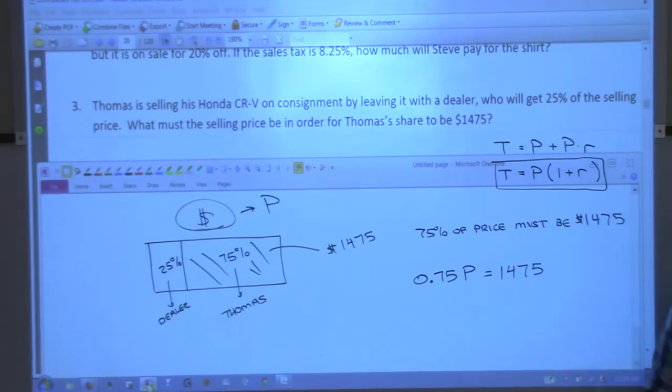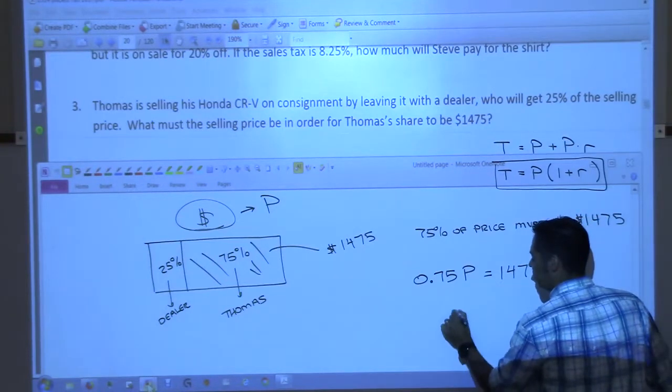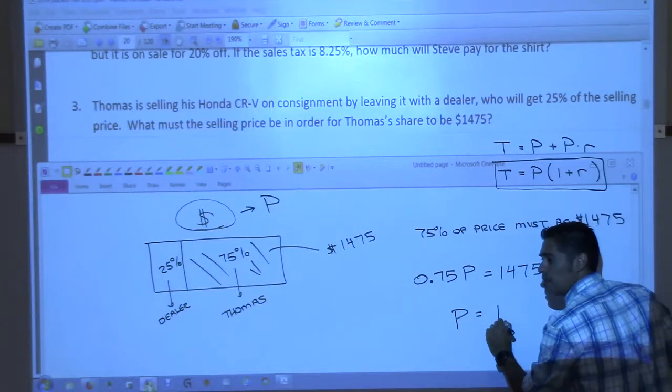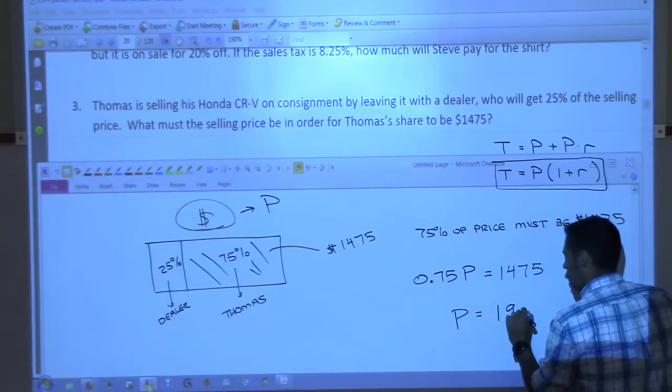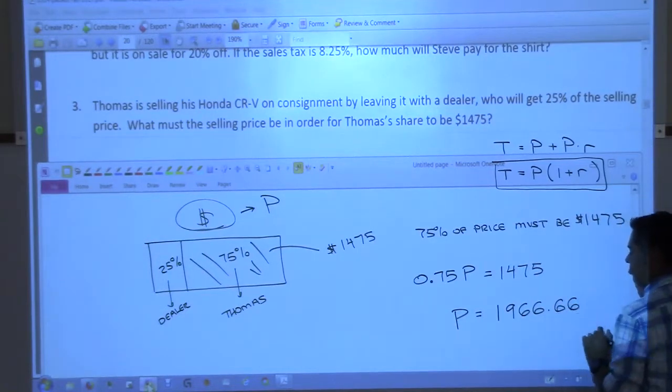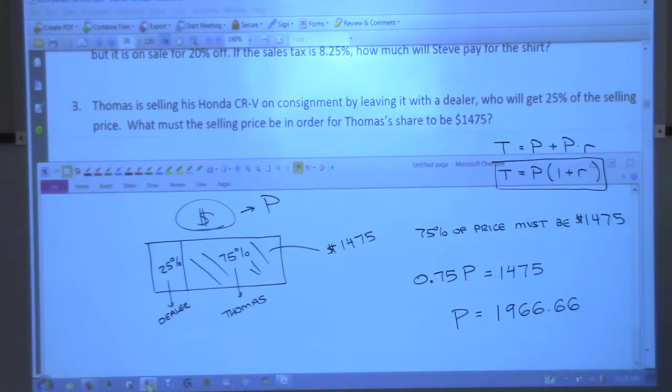Now how do you solve that? Divide both sides by 0.75. So how much does that CRV need to be sold for? $1,966. What is it, 1,000? $1,966.66. Ooh, that's a lot of sixes. Or 67. Okay, that's all right. We'll just leave it like that.